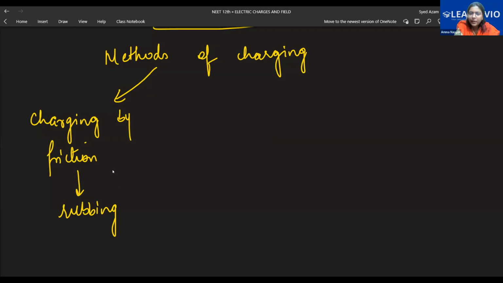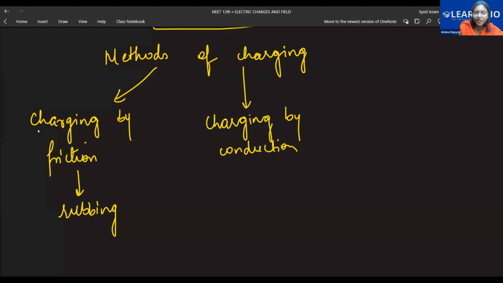Second, Ibrahim, can you name any other method of charging? Charging by friction, charging by any idea? Okay, Ibrahim, it's okay. We didn't even discuss this with you. Charging by conduction. Ibrahim, did you understand charging by friction? Yes, ma'am. This one you've understood. Okay.